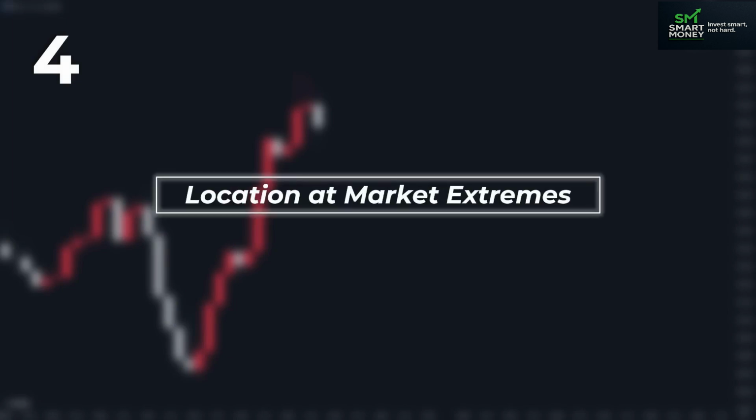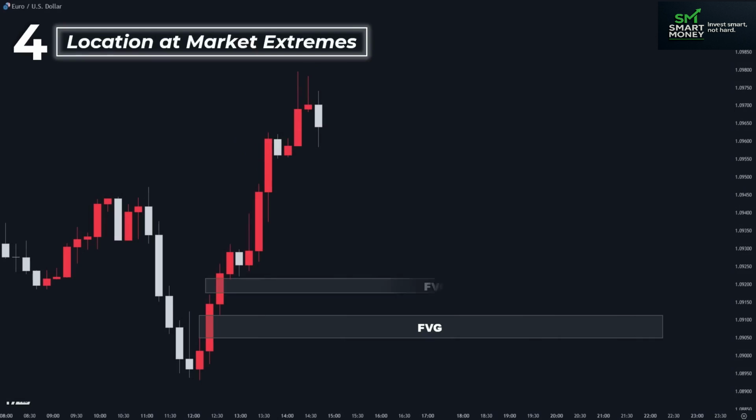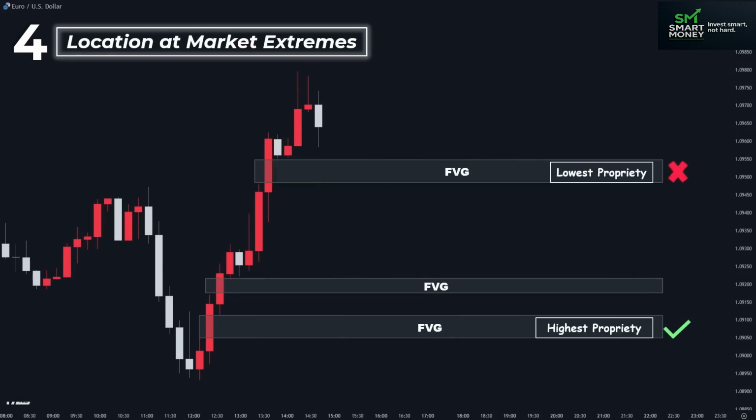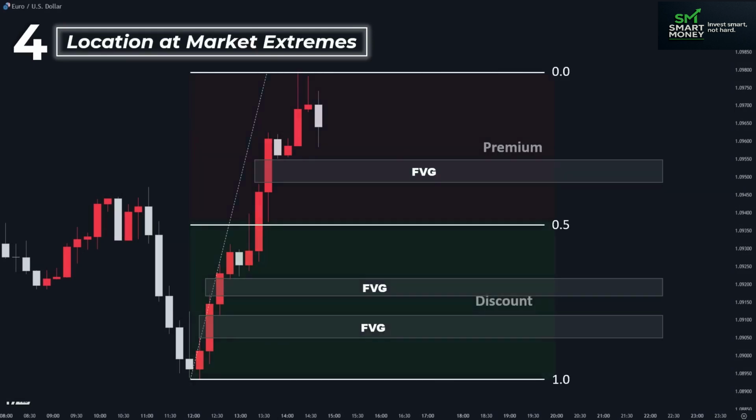Number 4. Location at market extremes. FVGs found at market extremes carry a much higher priority than those in the middle of a range. In a bullish market, you should focus only on FVGs in the discount zone. In a bearish market, look for FVGs in the premium zone to find short setups. These zones align with optimal trade entries, giving you the best possible risk-to-reward setups.